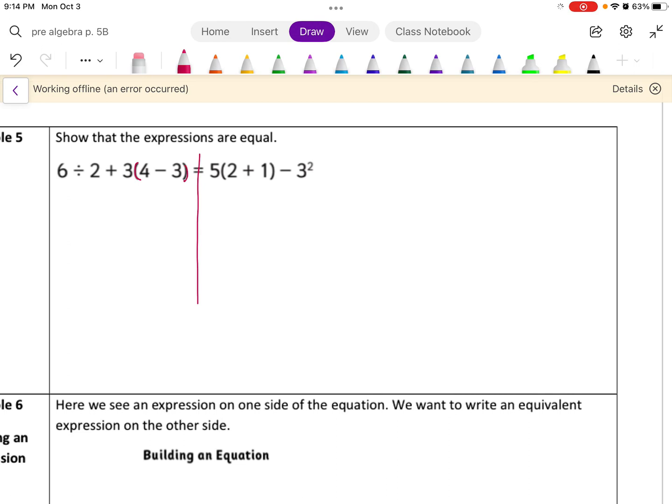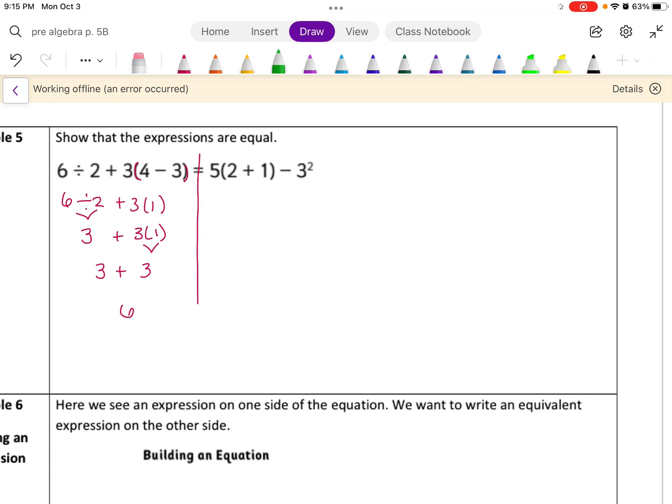So I do my parentheses first. 4 minus 3 is 1. So we have 6 divided by 2 plus 3 times 1. We do our division and multiplication from left to right. 6 divided by 2 is 3, plus 3 times 1. 3 times 1 is 3, so 3 plus 3 would give us 6.